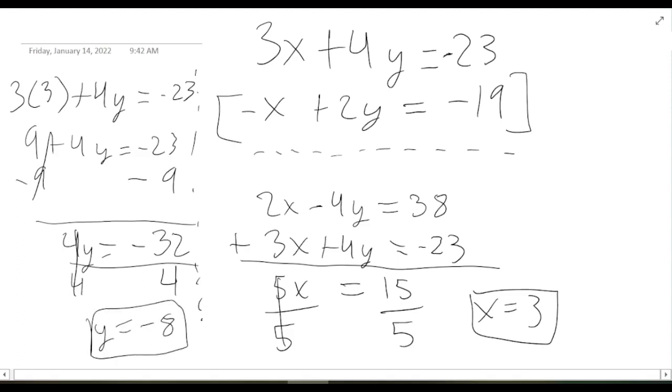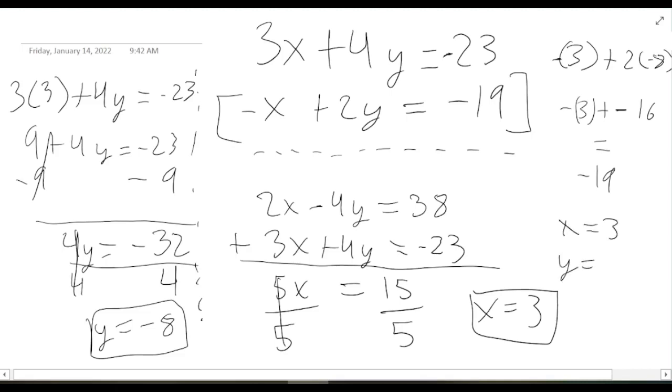And we can plug it back in just to make sure that our answers are correct. So let's actually use the second equation just to make sure. So negative x, which is 3, plus 2y, which is going to be 2 times negative 8. So 2 times negative 8 equals negative 16 plus negative 3. That's going to give us negative 19, which is the same answer that the second equation has. So now we know that our answers are correct. So x equals 3 and y equals negative 8.